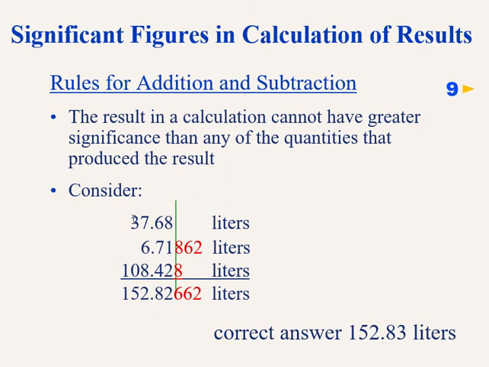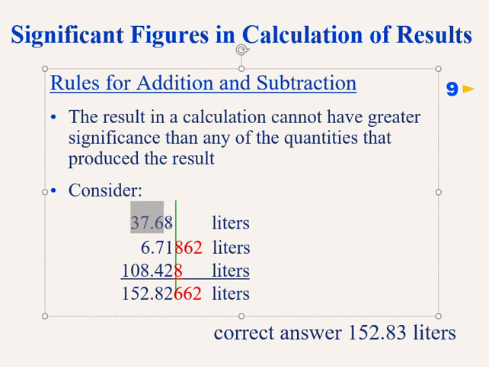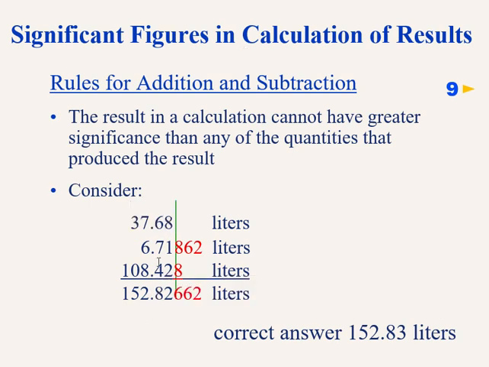Here we are adding three different measured numbers: 37.68 liters, and then 6.71862 liters, and 108.428 liters. Go ahead and add them in your calculator, and when you do, you will notice that the value you get is 152.82662 liters.